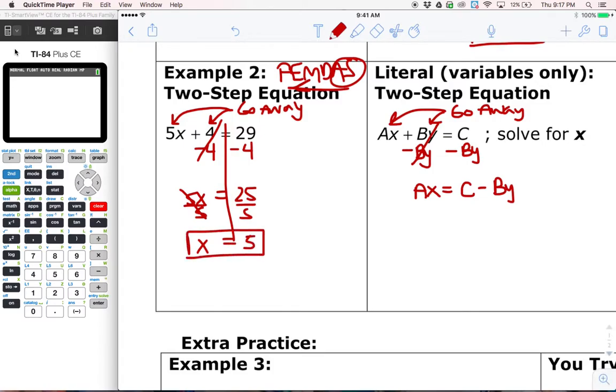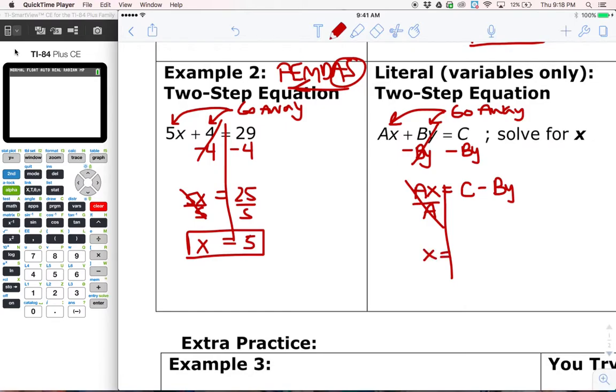Okay, on the right side, we've got to follow the same process. I don't know what this is. I don't know what a is, but I can see that whatever it is, it's multiplying the x. So to get rid of it, we're going to divide both sides by a. That way I have x equals now.